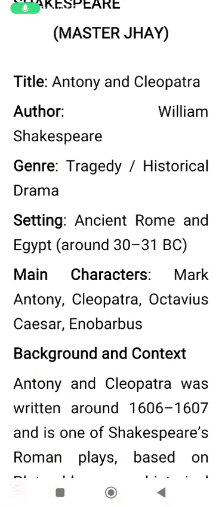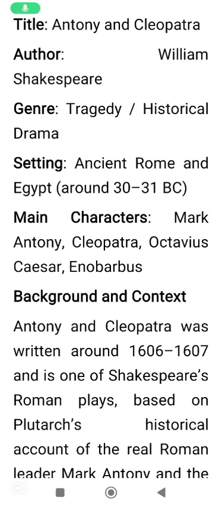Main characters are Mark Antony, who is the leading character. We have Cleopatra, then we have Octavius Caesar, and Enobarbus. So all these are the main characters in the story.